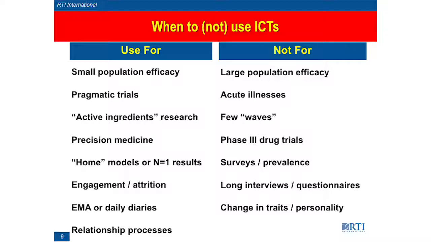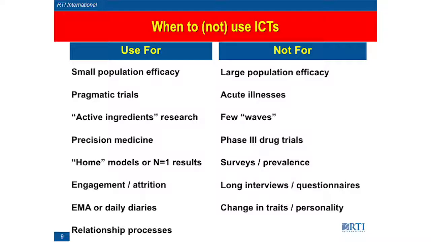Active ingredients research, this can be really helpful because you're looking at what becomes active and what these changes are associated with over time. Precision medicine, again, this fits well within that sort of zeitgeist. If you've got a particular genotype that you're looking at, usually you end up having a small sample. And so this can be powerful in that setting. EMA data or daily diaries provide data that are well attuned for these kind of analyses. And these can be useful for understanding relationship processes that are evolving over time. I'll give an example here at the end again.